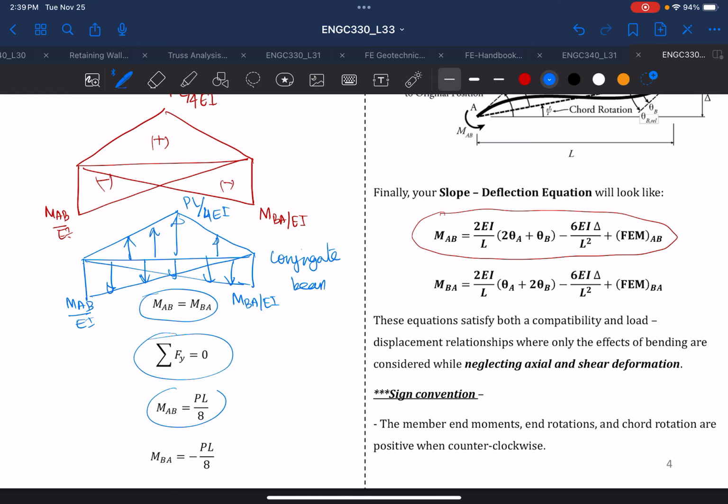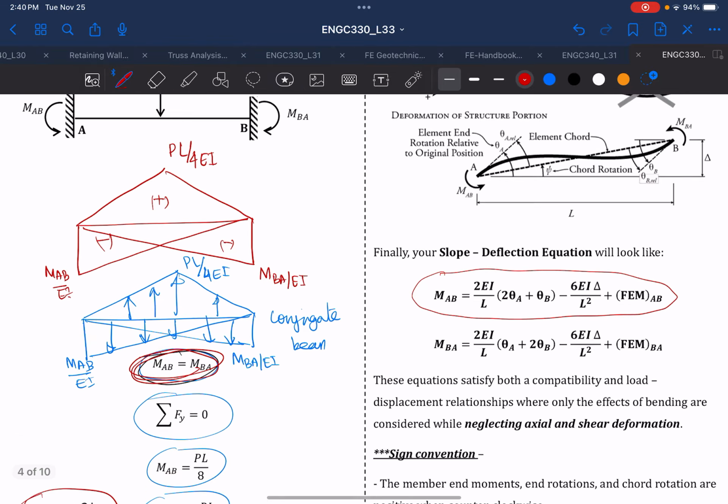You'll finally find the relationship between MBA and MAB. And you'll see that because they are equal, MBA should be equal to PL over 8, because we just said that this will be equal. So if this is equal, then MBA should be equal to PL over 8.